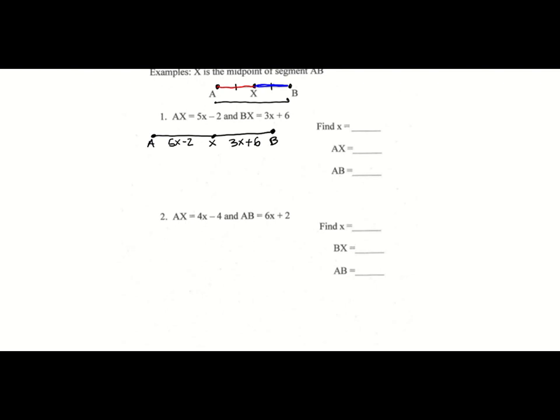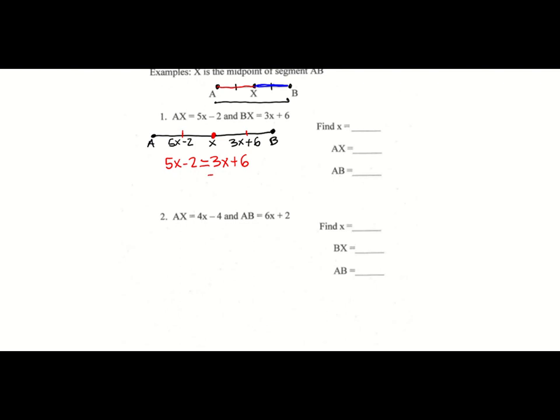Well, to do that, I know that x right here is my midpoint. It's in the middle of my segment. So that means this piece right here is going to be the same as this piece right here. Now when I go to write that as an equation, AX is equal to 5x minus 2. So I get 5x minus 2 is equal to XB, which is 3x plus 6. So now I have this equation set up where I can solve for x.